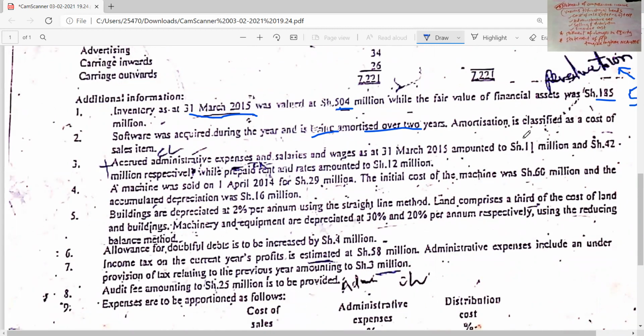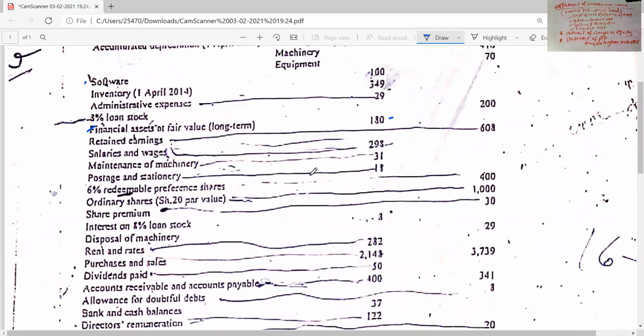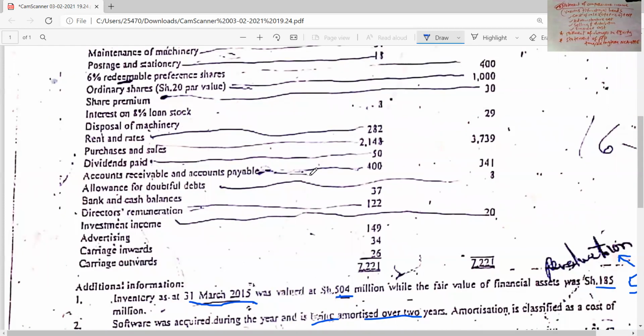They will increase the respective expenses, but at the same time, the 11 and the 42 are current liabilities. The same thing with prepayments, but prepayments are current assets, and at the same time, they will reduce the respective expenses, because something prepaid is something which has been settled in advance. Like now here they say prepaid rent and rates amounted to 12. So I will go to the rent and rates in my trial balance.